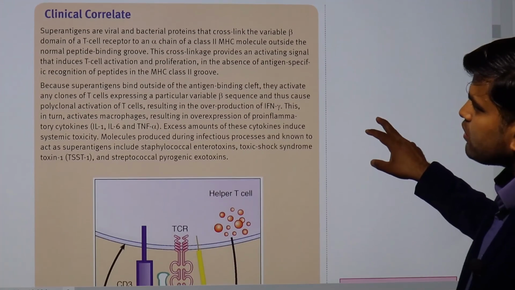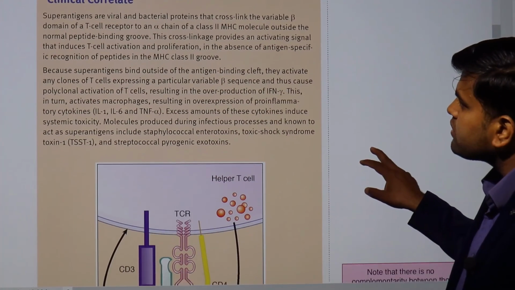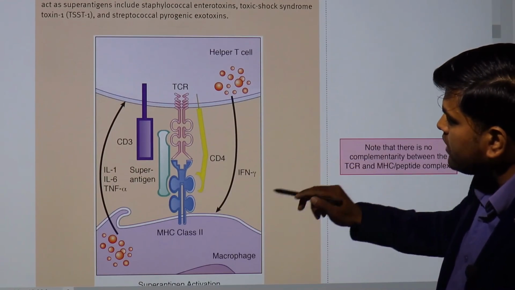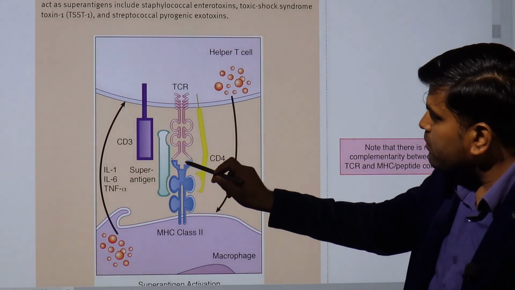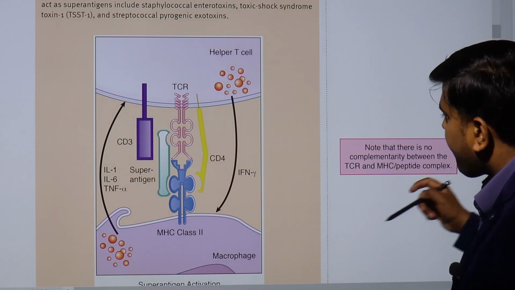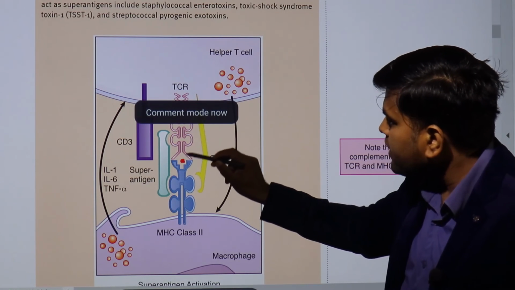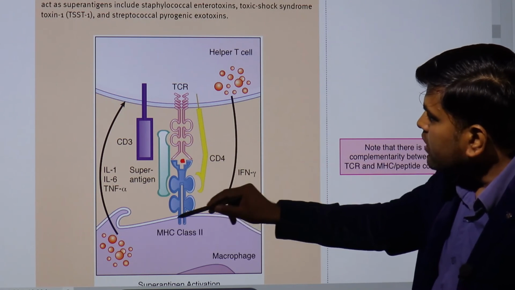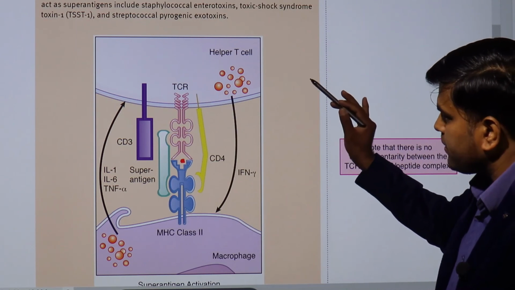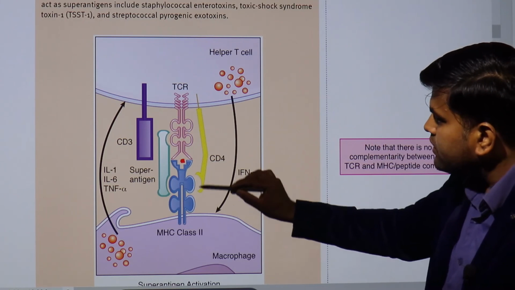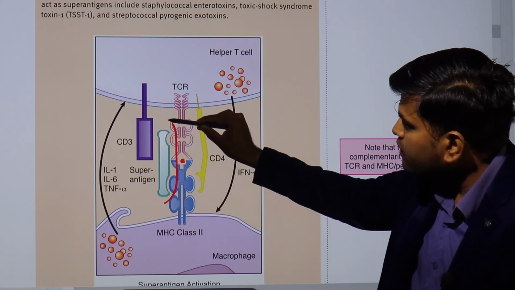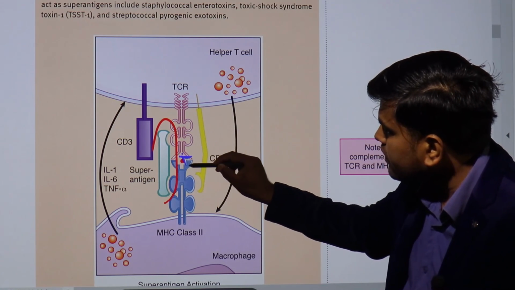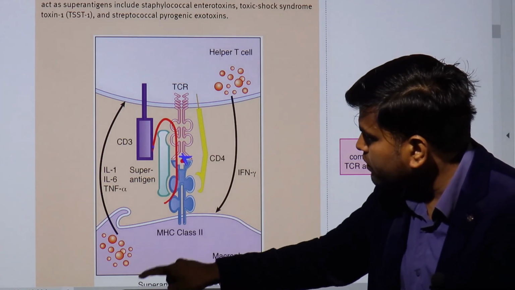There is another term called superantigen. Normally, the MHC class 2 will bring the antigen over here and present it to the TCR, and this will be checked by the CD4, and then there will be a co-stimulatory signal, and the T cell will be activated. But if the antigen binds outside the groove, not here, then what will happen?